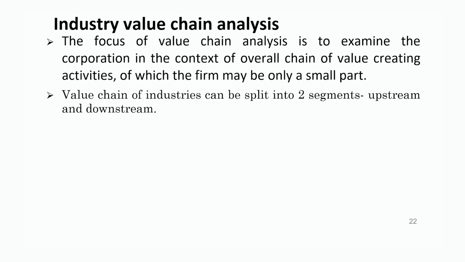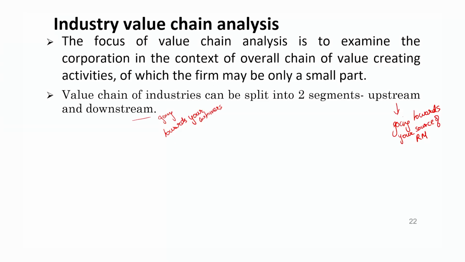Value chain of industry can be split into two segments, upstream and downstream. Upstream means you are going towards your source of raw material or supplier. This is also known as backward vertical integration, where we are moving towards the source of raw material. Downstream refers to going towards your customers.